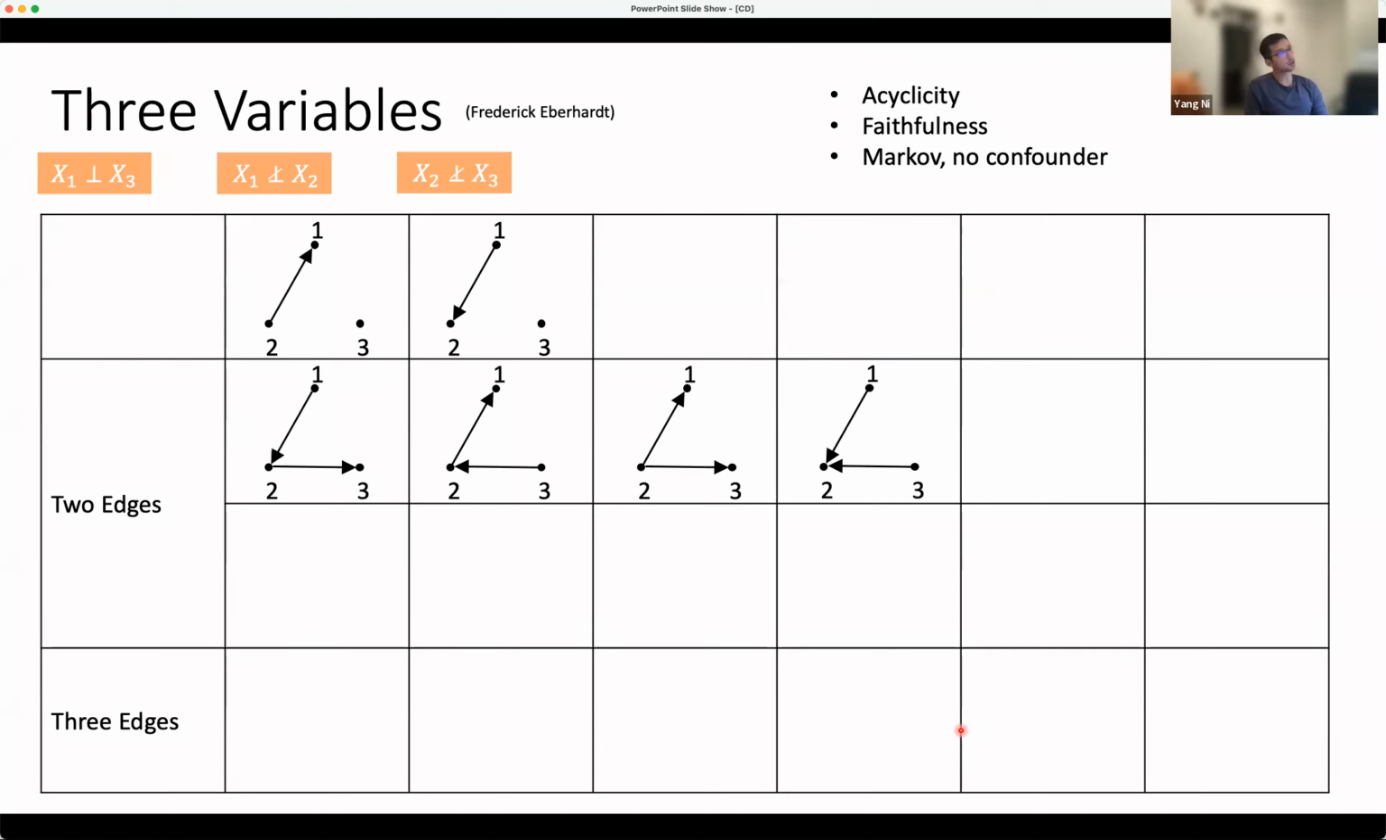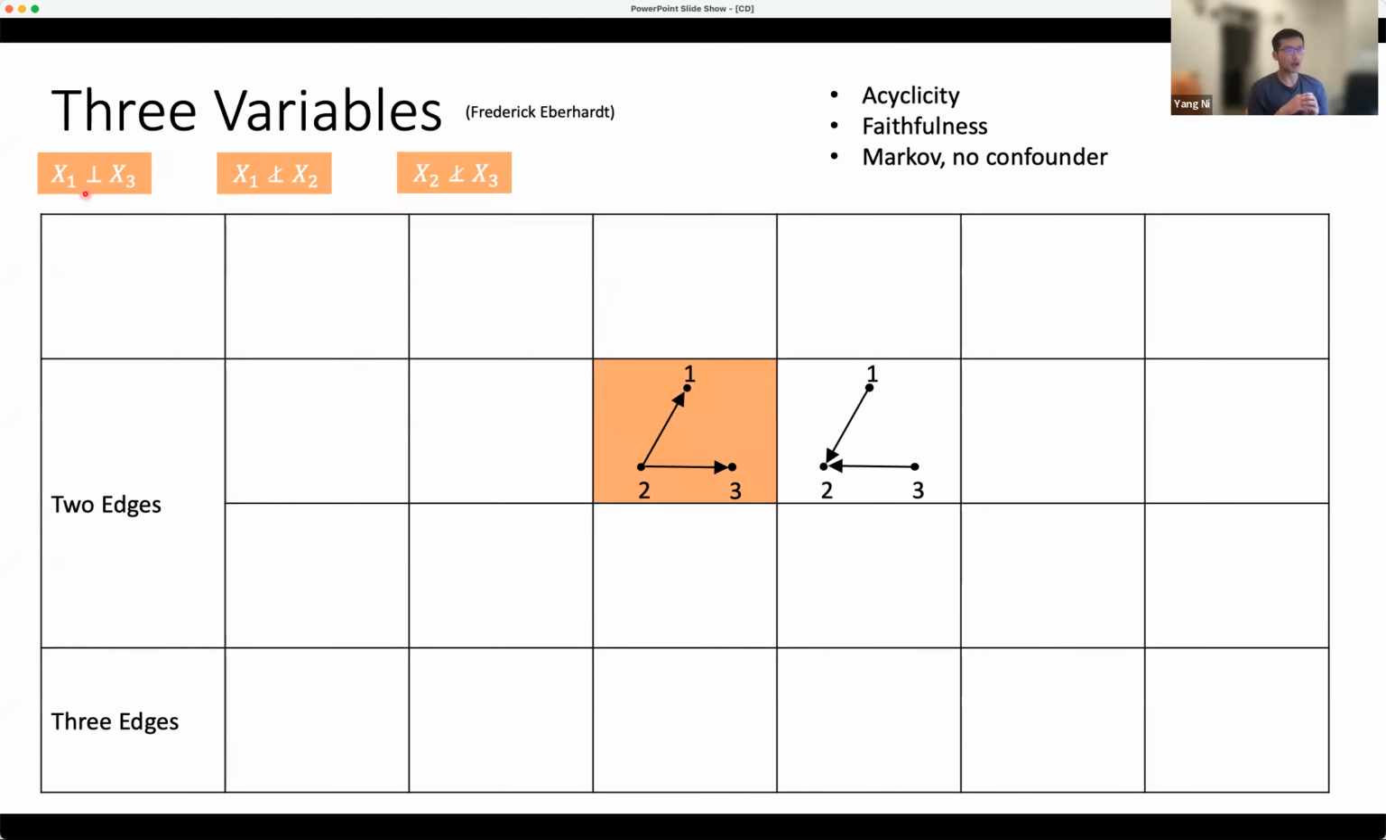And just by symmetry, once we know x2 and x3 are dependent, we can remove these 2 graphs for exactly the same reason. Okay. And for these 2 graphs, for example, x1 and x3 are not directly causally related, but they are indirectly causally related through the mediator x2. Therefore, x1 and x3 should still be dependent. But again, based on the first relationship, x1 and x3 are marginally independent. Therefore, we can remove these 2 graphs as well.